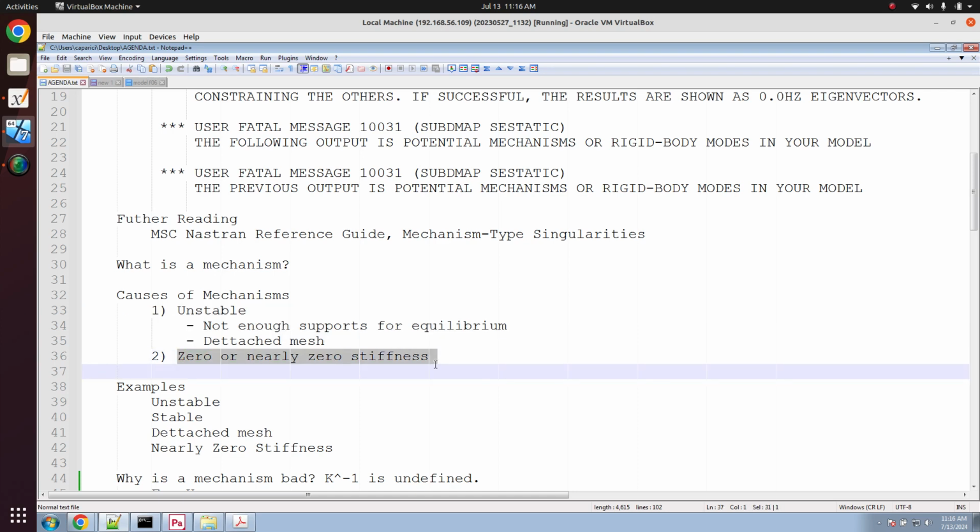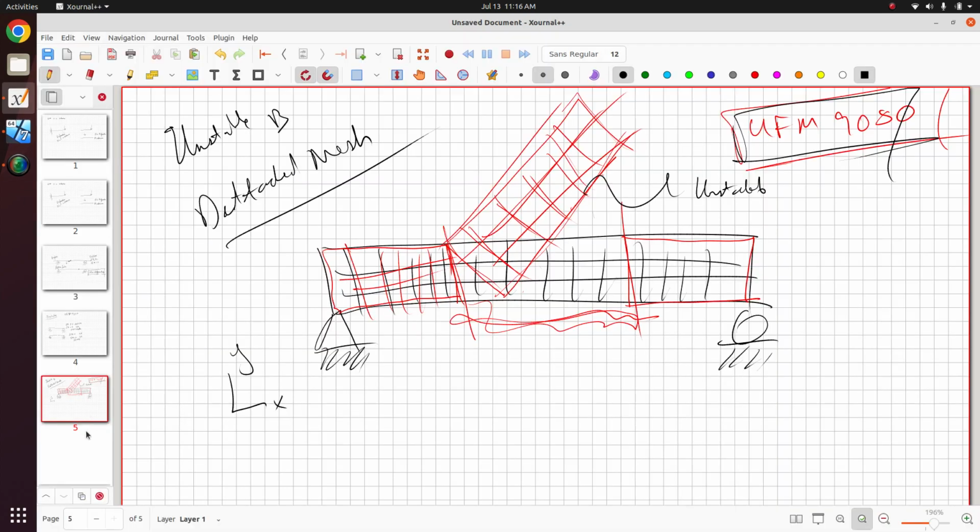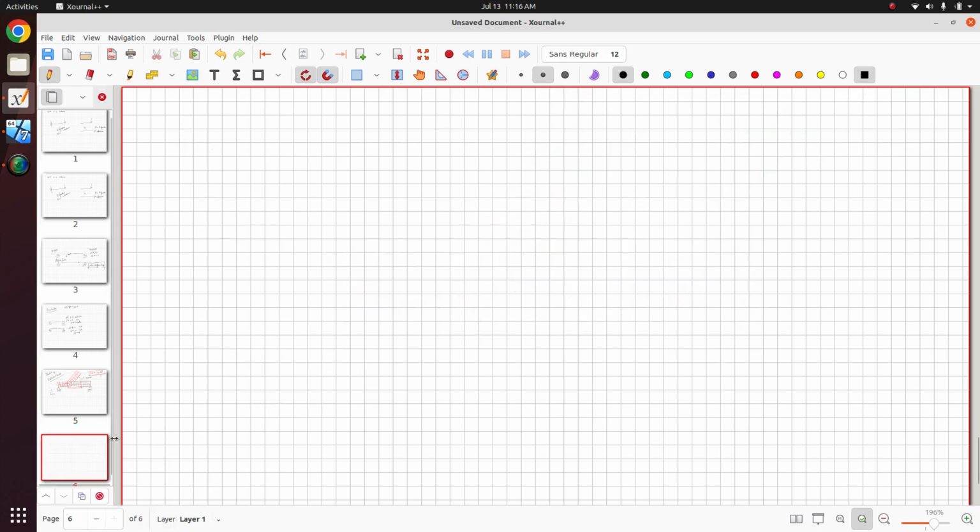And now the second cause of a mechanism, let's go over that really quickly. So we'll go to the beam example again. We'll draw our beam here, but this time we are going to support this beam on 2 springs. And then here, let's put a roller here. And then, right, so this should be stable.